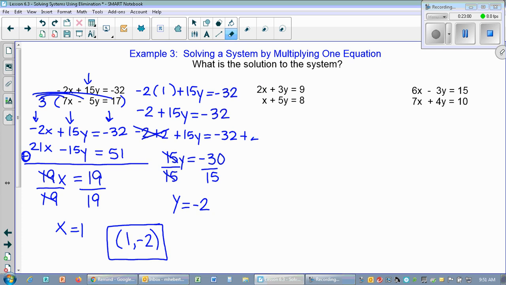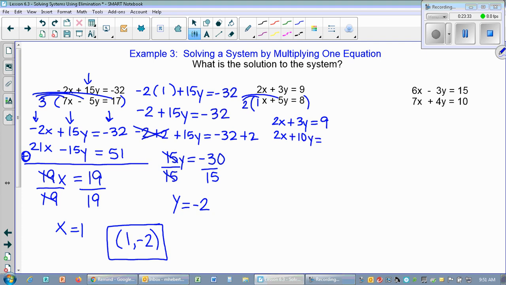This means I can multiply the bottom equation by 2. By doing so, it would be a 2x, just like the first equation is a 2x. Since I didn't do anything to the first equation, I'm going to leave it as it is: 2x plus 3y is equal to 9. The second equation, I'm going to distribute. 2 times 1x is 2x. 2 times 5y is 10y. And 2 times 8 is 16.